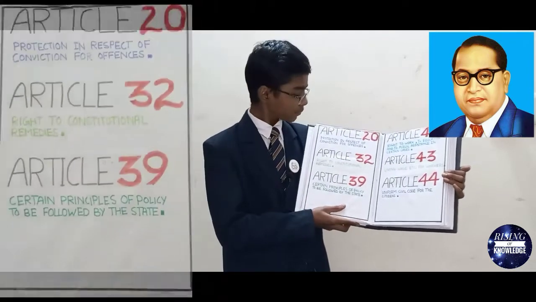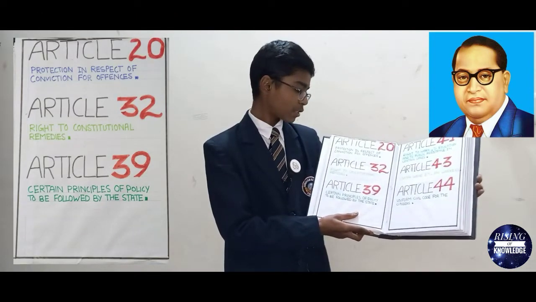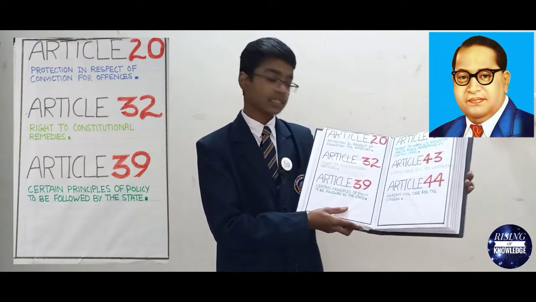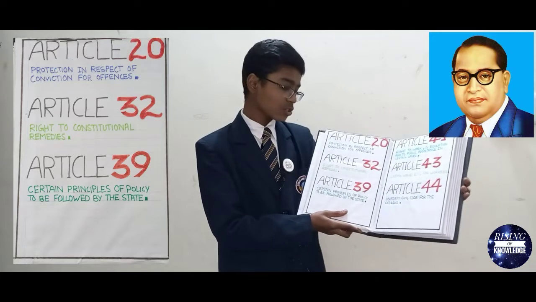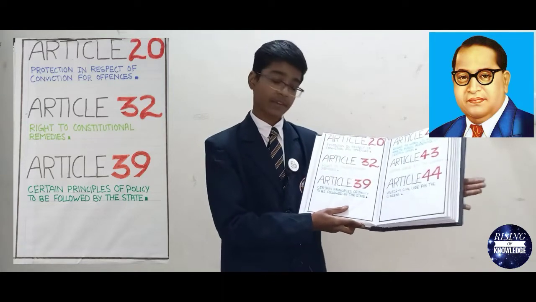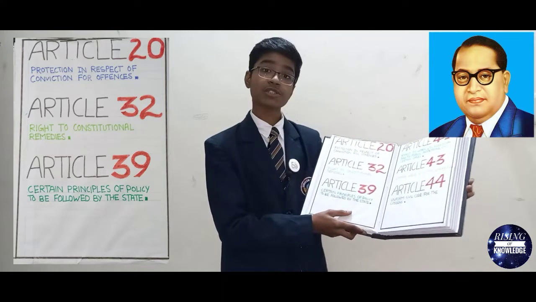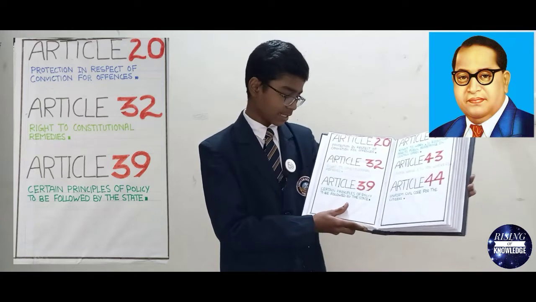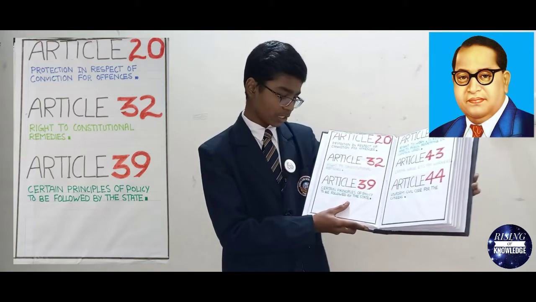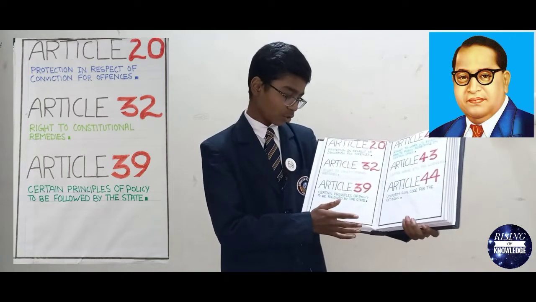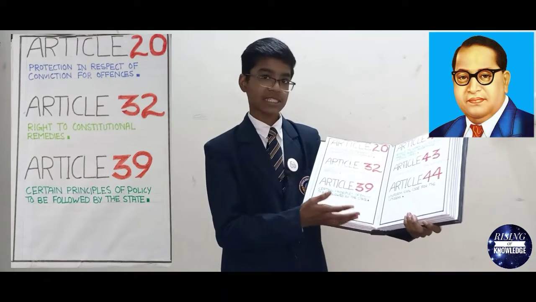So this simply tells that we have the freedom of speech, expression, assembly, association, movement, residence, and profession. Now next is Article 20, protection in respect of conviction for offences. Article 32, right to constitutional remedies. This tells that we have all the rights to the constitutional remedies. Article 39 tells that certain principles of policy to be followed by the state. The state has to follow the principle of policy. The state is the country here.